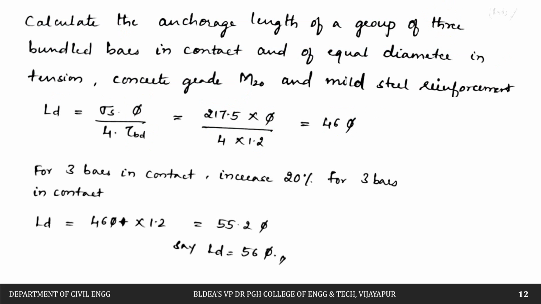But as they have said in the question, we are going to have 3 bundled bars. So when we have 3 bundled bars, we increase it by 20 percent for 3 bars, 10 percent for 2 bars, and 33.3 percent for 4 bars in contact. As we have 3 bars, we have to increase this value by 20 percent. So now the development length will be equal to 46 times the diameter of the bar. This is for a single bar, so this value has to be increased by 20 percent.